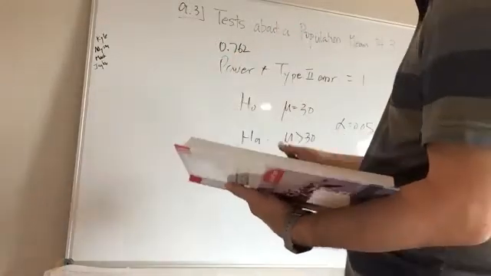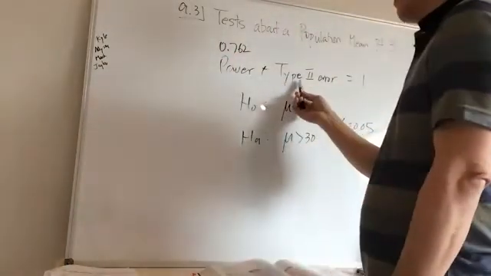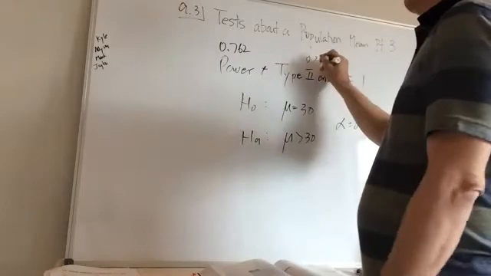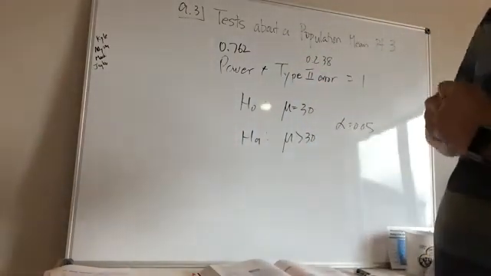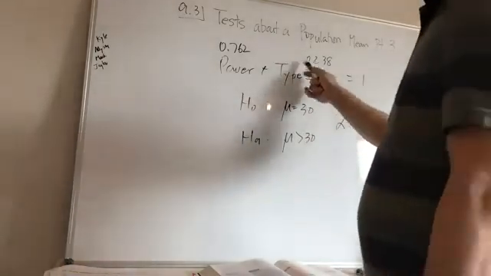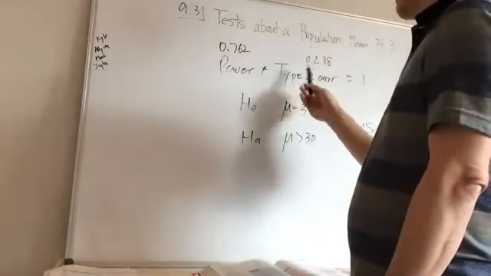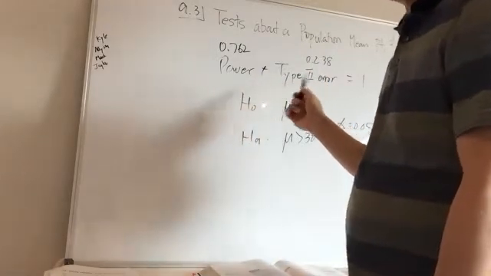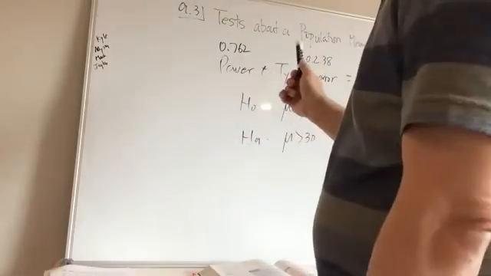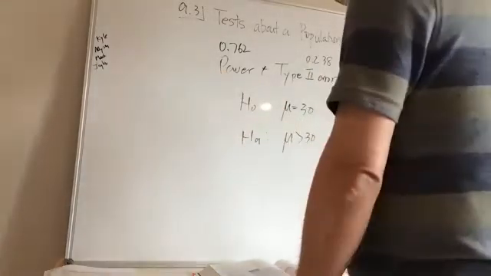But the flip side is that the type 2 error is going to be 0.238. So that's a significant chance of error. That is like 1 out of 4. One out of 4 times you will come up with a type 2 error. So this is really not a powerful test.